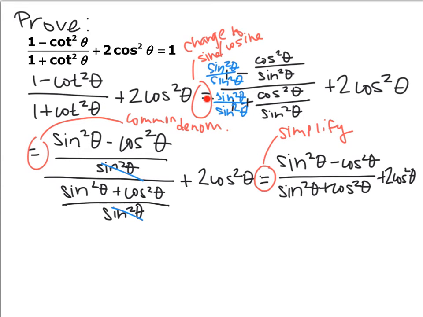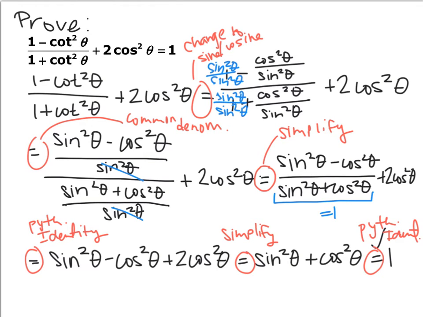Then, just like the previous example, I changed 1. I made a common denominator. I made 1 into sine squared of theta over sine squared of theta. So made a common denominator. Again, just like the previous example, your denominators cancel. So now we're at sine squared of theta minus cosine squared of theta over sine squared of theta plus cosine squared theta plus 2 cosine squared theta. Again, remember, every time you have squared trig functions, you should be thinking Pythagorean identities. So if you haven't already finished this, go ahead, pause the video, and try to finish this identity.